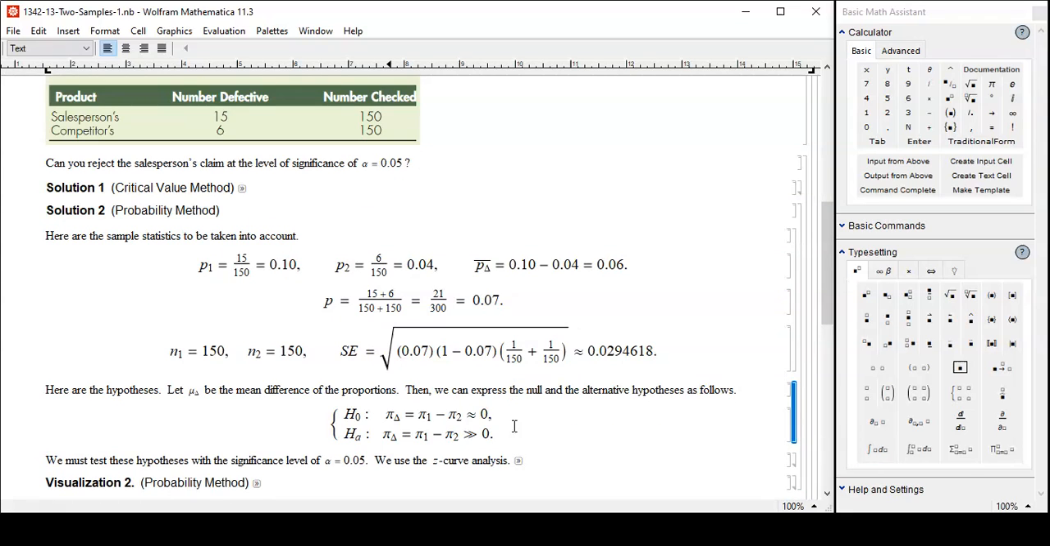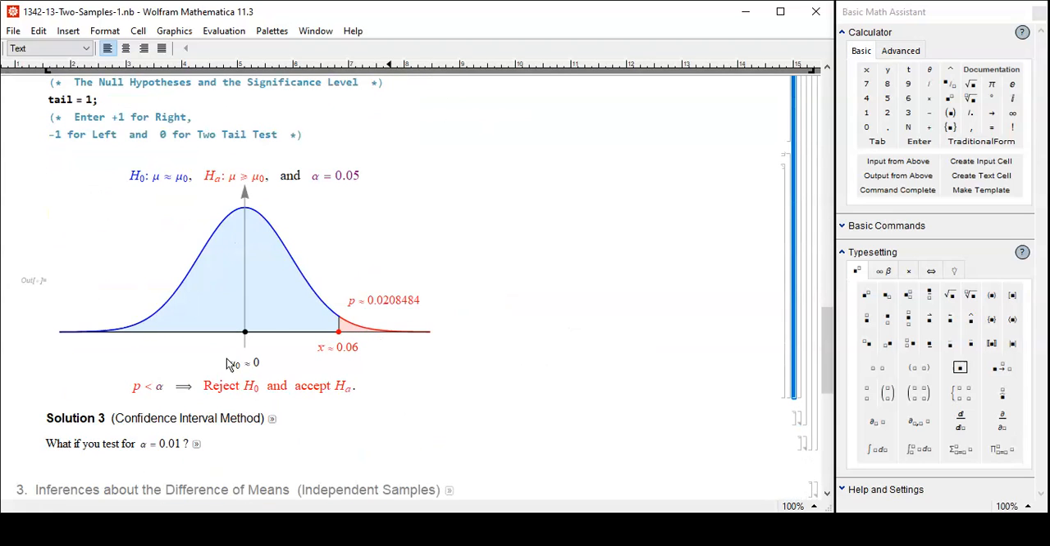As for the hypothesis, pretty simple. Null: no difference, so the difference is 0. Alternative: greater than 0. Alright. And the picture is like this. Null is 0, and the 6 percentage point difference was the observed difference. Alright, you get this red area, and that probability.